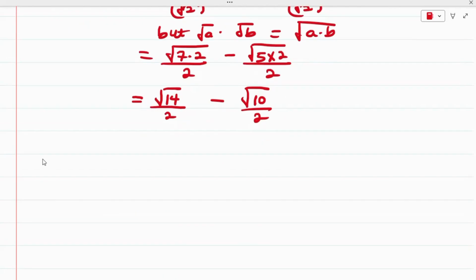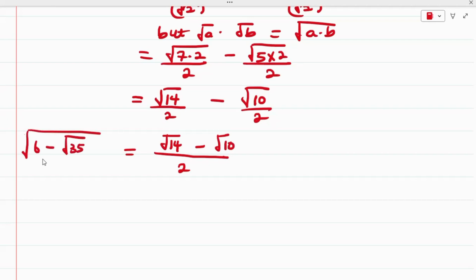So we have a common denominator, which is 2, so we have the root of 14 minus the root of 10. So we have that the square root of 6 minus the root of 35 is going to give us the root of 14 minus the root of 10, divided by 2, and this becomes the final answer.